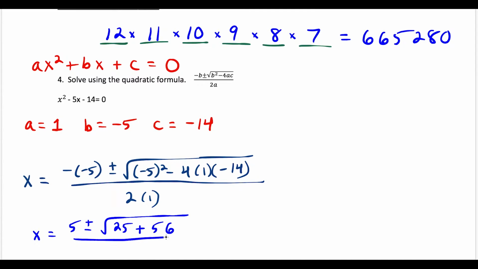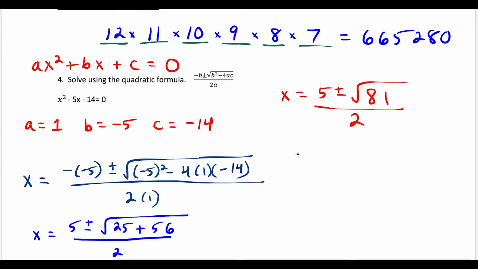And we're dividing all of this by 2, which is just simplifying 2 times 1. So now we'll carry this over here. We're going to have x equals 5 plus or minus the square root of, and if we do 25 plus 56, that gives us 81. And notice this is a perfect square, so that means this is going to work out to a nice answer.